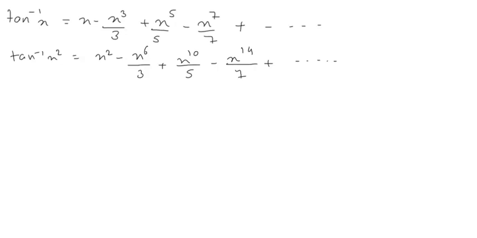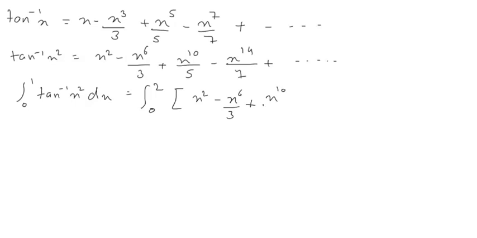Now integrating from 0 to 1 of tan inverse x square dx, it will be equal to the integral from 0 to 1 of x square minus x to the power 6 upon 3 plus x to the power 10 upon 5 minus x to the power 14 upon 7 plus and so on dx.